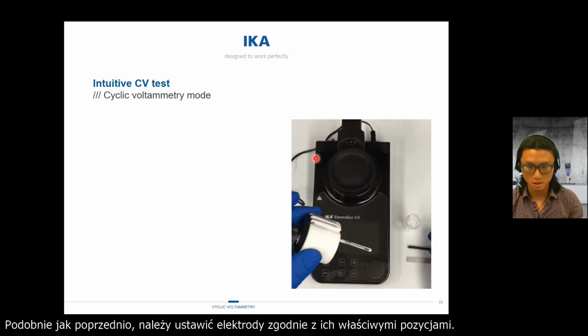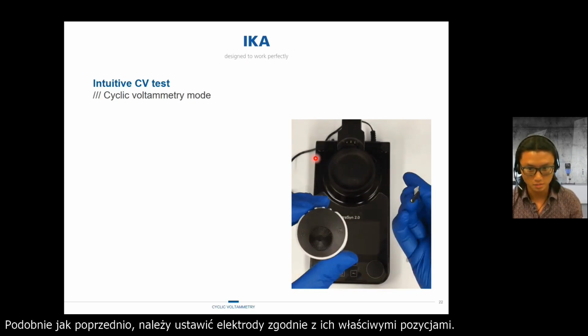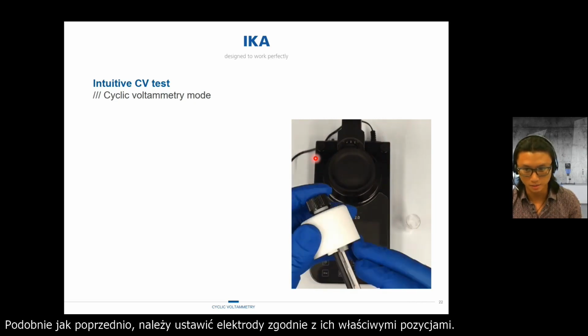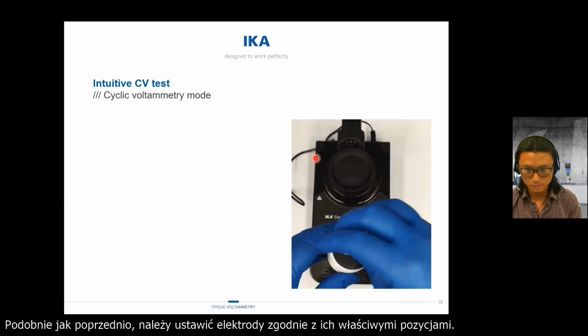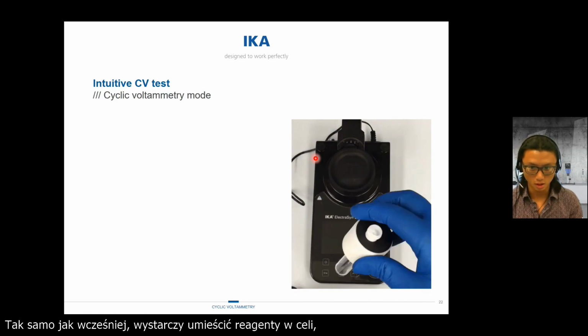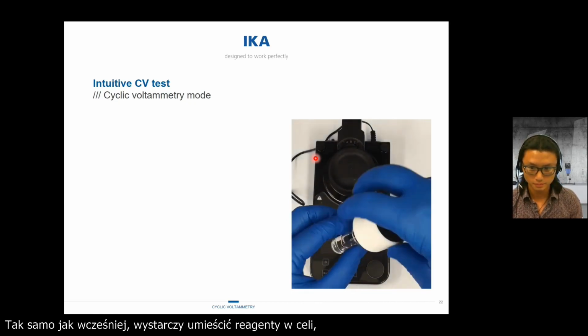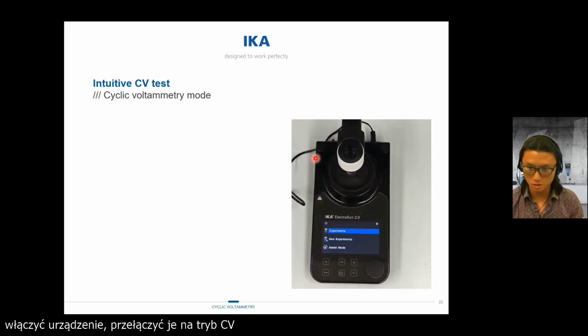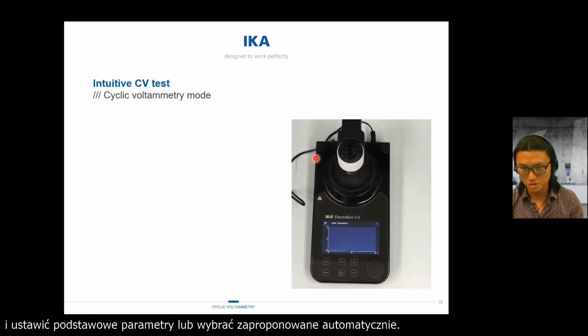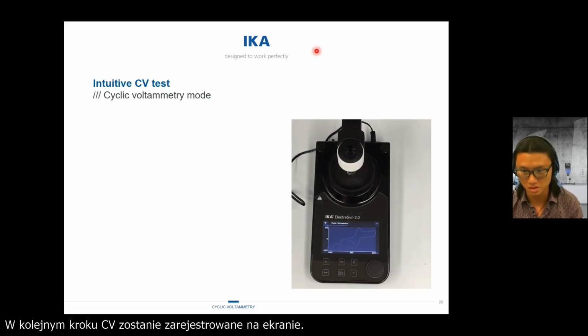So very similarly, you assemble your electrodes by identifying the positioning, and you load all the chemicals in the glass vial, and then you put it on the instrument. You go to CV mode. You either use the default parameters or you define your own parameters, and then CV is plotted on the screen.